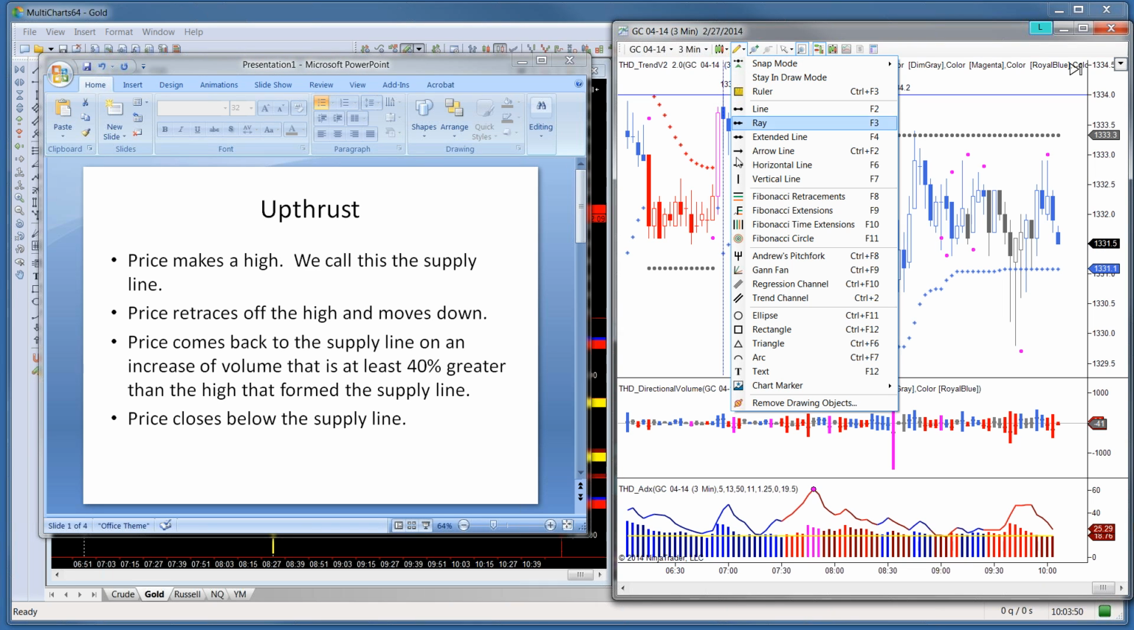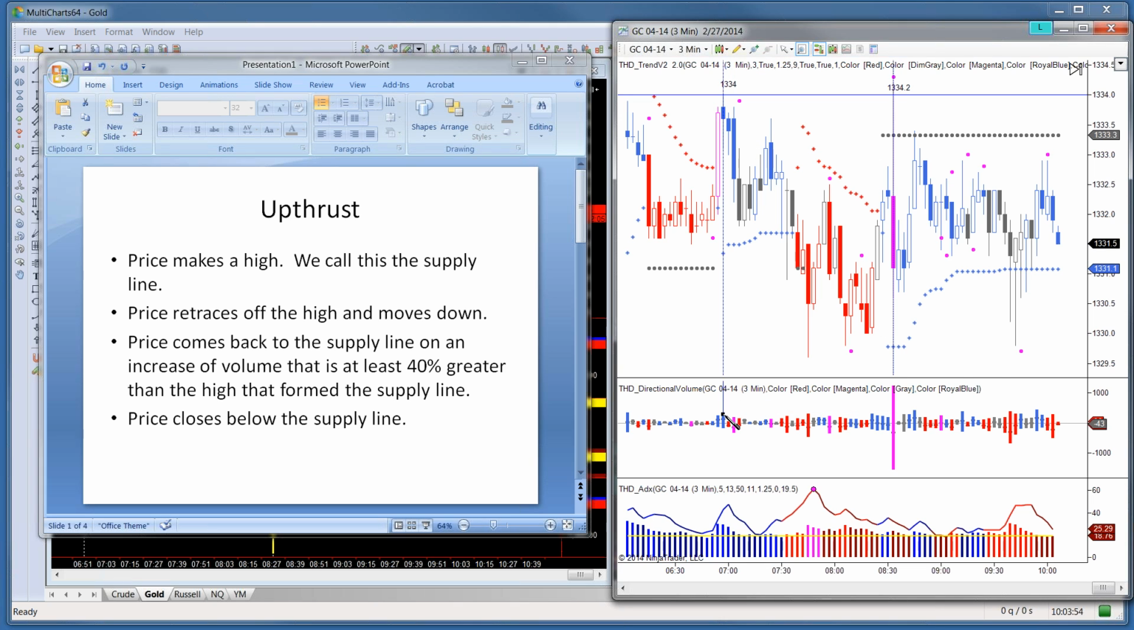From this high to this high, I would say there's a 40% increase in volume. But why did they only get 2 ticks? That's what Wyckoff was looking at. And he said, when you see this happen, that price will move down. That would be the logical assumption.